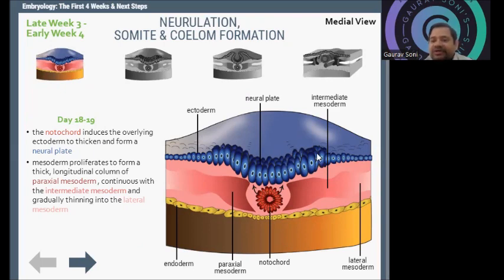Then you can see the neural plate development here on the upper side, and this is the notochord. As previously we have seen, the notochord induces the overlying ectoderm to become thick and form the neural plate. Meanwhile, the mesoderm proliferates to form a thick longitudinal column of paraxial mesoderm, continuous with the intermediate mesoderm, and thinning into the lateral mesoderm. Means the mesoderm is subdivided into three parts. Next, what will happen?